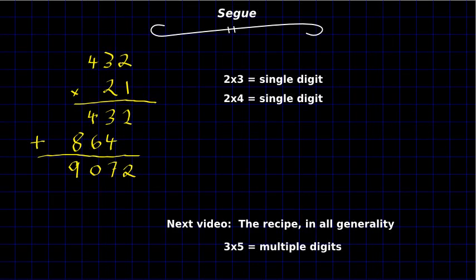At this point, you know almost everything you need in order to do long multiplication, with one slight hitch. So far, all of the short multiplication problems we've done have a single-digit answer. 2 times 3 is 1 digit, 2 times 4 is 1 digit. In the next video, we're going to see how to handle the case where the short multiplication gives you 2 digits, like 3 times 5 is 2 digits. And that will allow us to handle long multiplication in all generality.